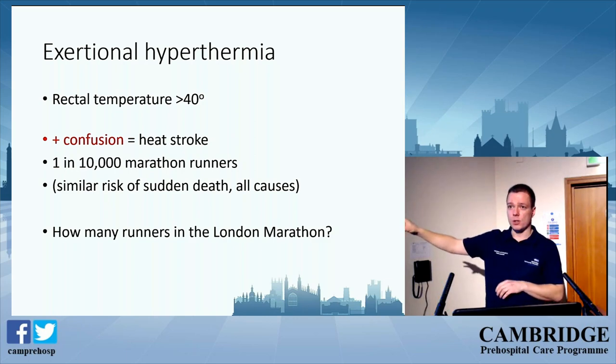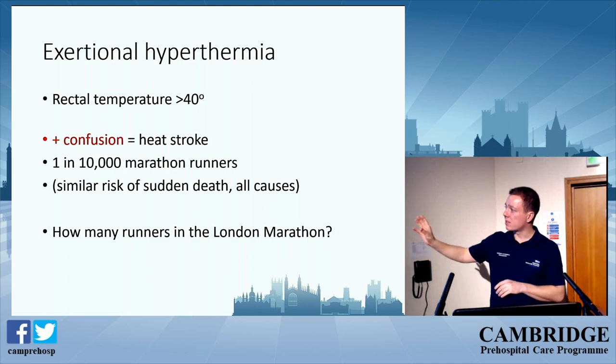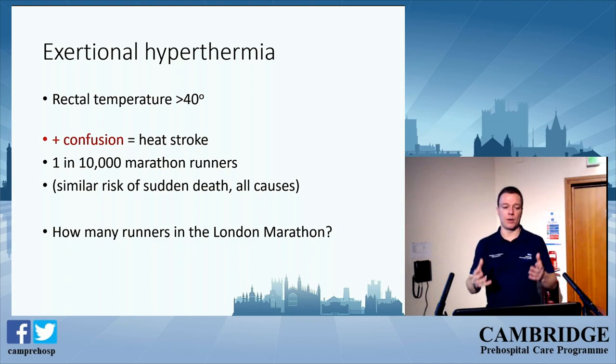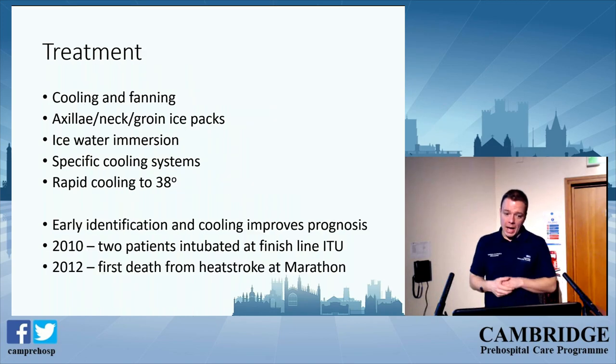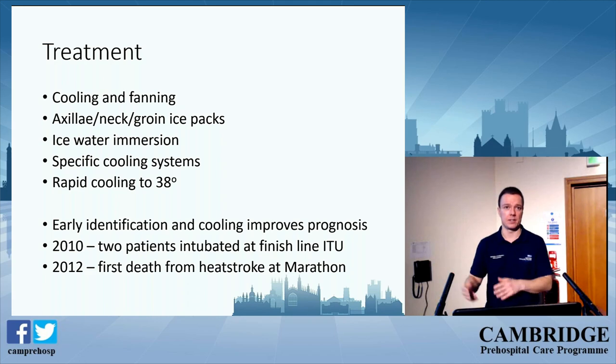If you equate that to the 40 to 50,000 runners in the London Marathon, you can expect in every one of the London marathons, dependent a little bit on the temperature of the day, but not that much actually, 4 or 5 runners a year to have this profound exertional hypothermia and require immediate emergency treatment in one of those intensive care tents along the course. And that is what we see. We see the vast majority of people come in with other things, cramps, blisters, but we do see 4 or 5 patients potentially on a bad year with that exertional hypothermia.